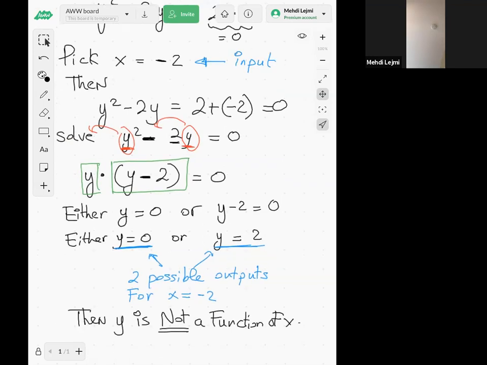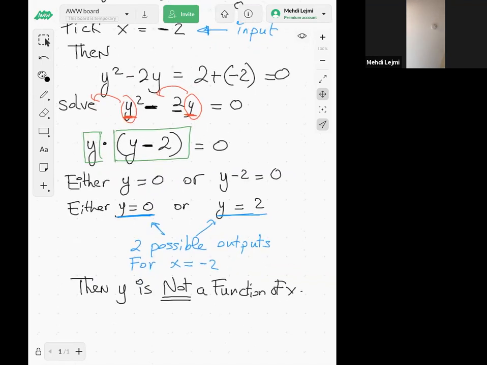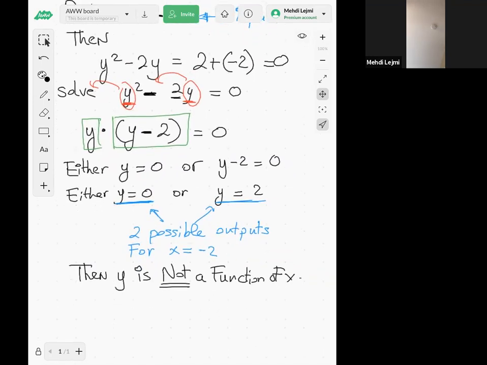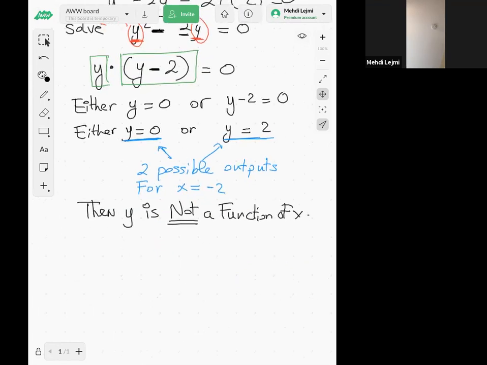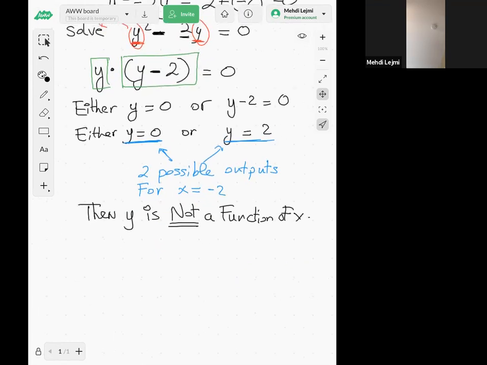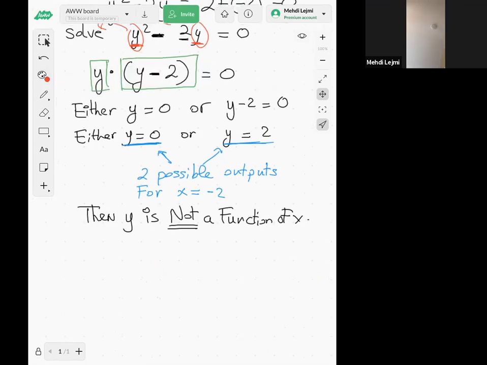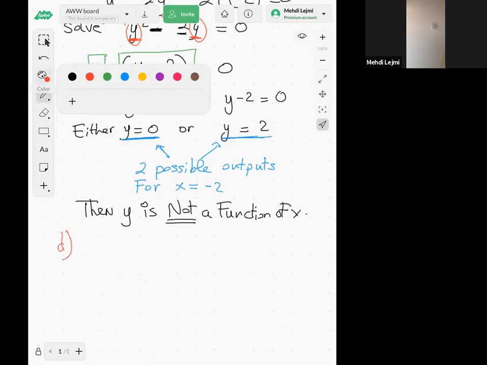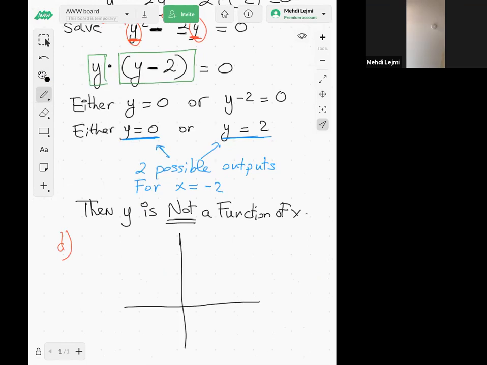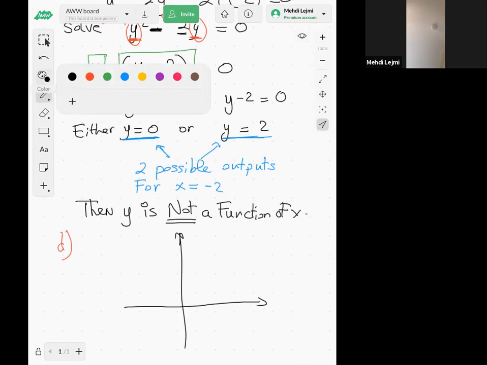So this is when you have an equation. Now in part D you have a graph. When you have a graph and you want to determine whether y is a function of x, it's a different story. So this is for D. In D we have a graph, and the graph looks like so.